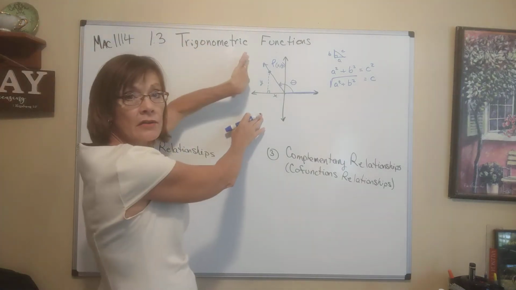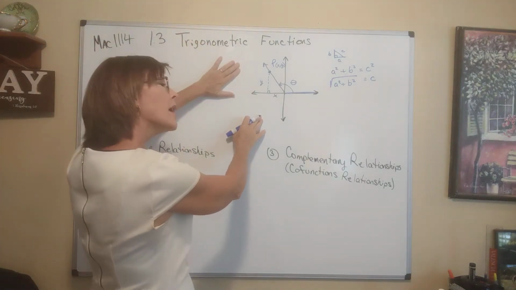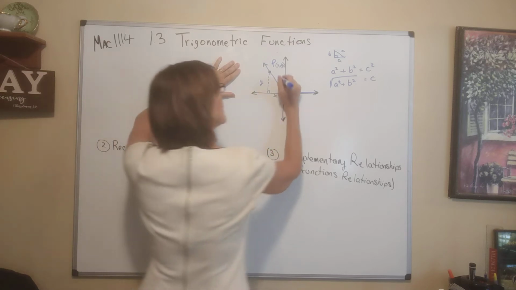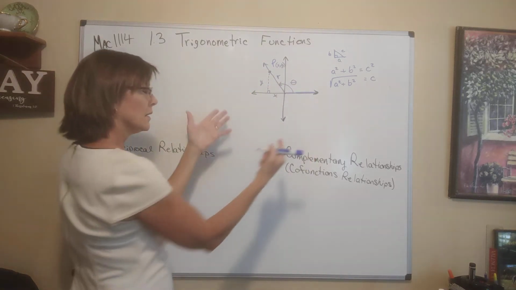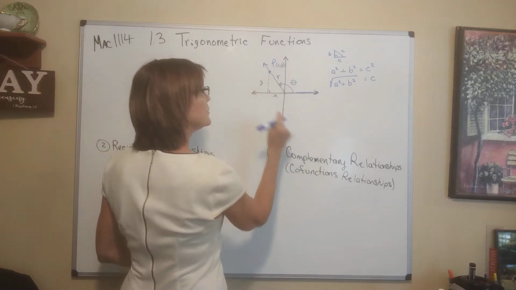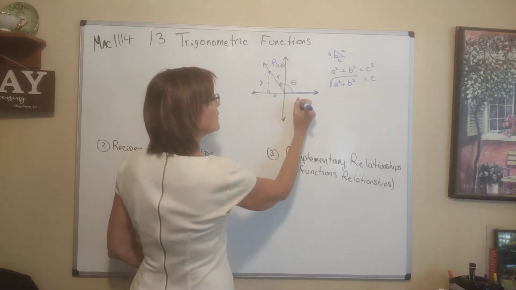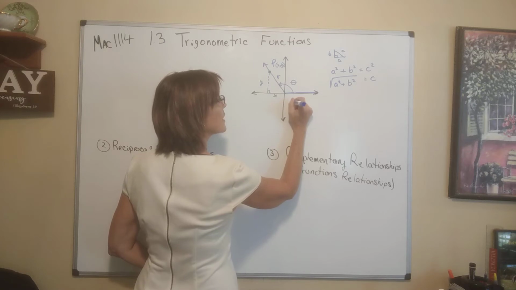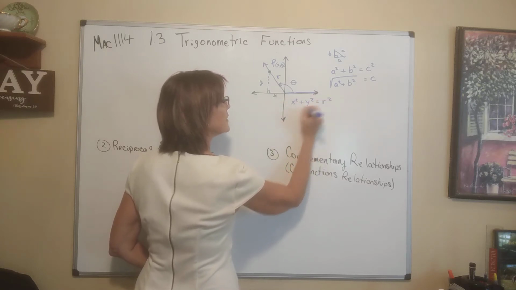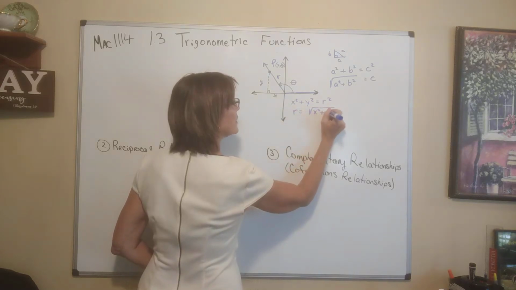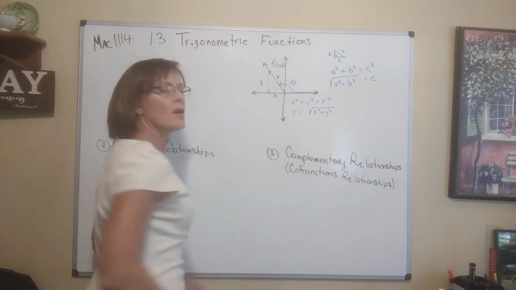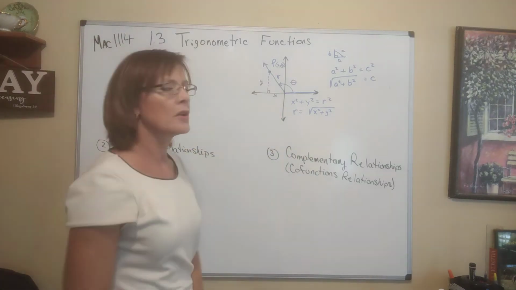So here's a right triangle that we find, and let's figure out the length of this side, which I'm going to call R. Let's figure out what R is equal to in terms of x and y. X squared plus y squared is equal to r squared. And so r is equal to the square root of x squared plus y squared. That is what r is equal to, so we can figure out what r is.